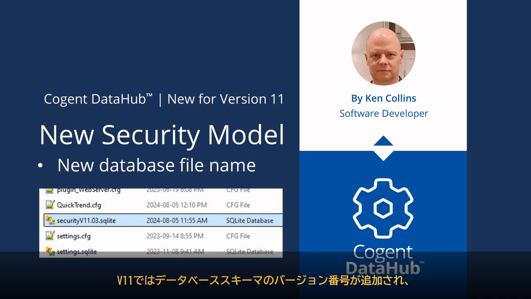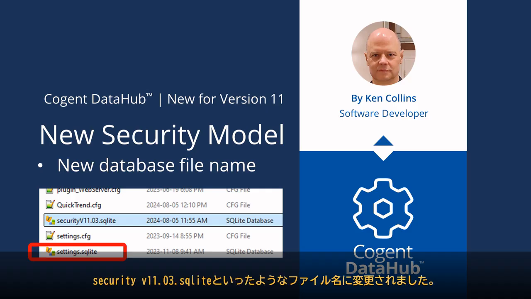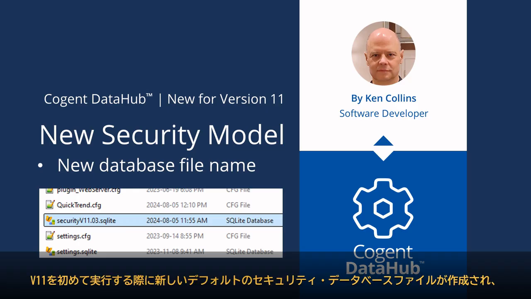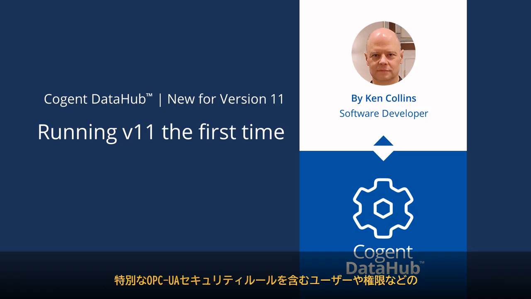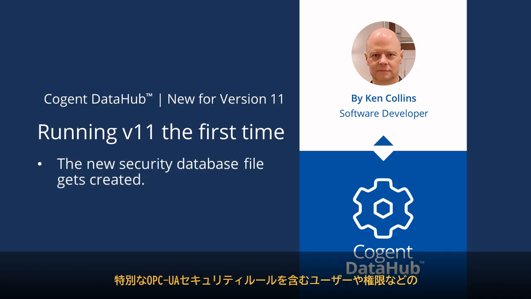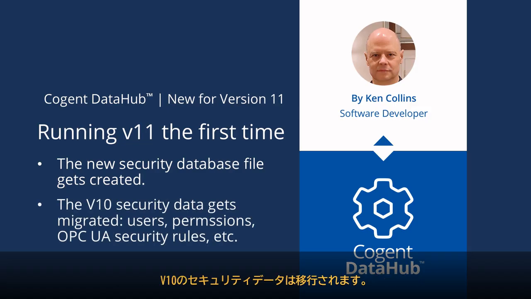In version 10, it was a file known as settings.sqlite. In version 11, it includes a database schema version number, and the file name is something like security v11.03.sqlite. When you run version 11 for the first time, the new security database file is created with default entries. V10 security data, like users and permissions, gets migrated, and this includes special OPC UA security rules.